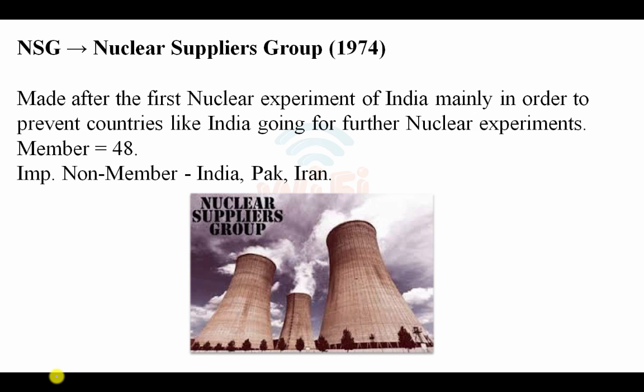Now the NSG, the Nuclear Suppliers Group, is very important and frequently in the news because of India. India applied for the NSG for the first time and was unsuccessful because China didn't say yes to India's entry. So what is the NSG? It was made after India's first nuclear experiment, mainly to prevent countries like India from going for further nuclear experiments. The NSG was made to restrict the use of nuclear energy for military purposes, and also the supply of uranium.